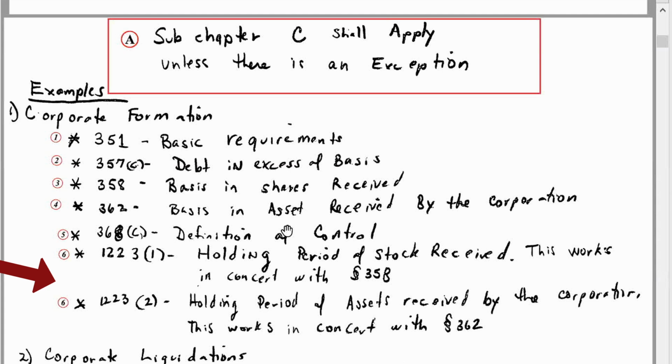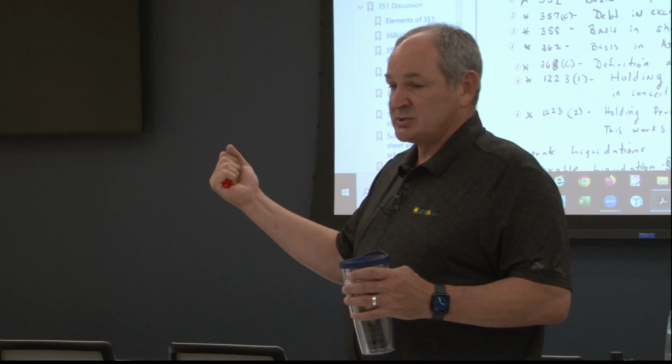1 is the stock in the shareholder's hands. 2 is the holding period for the basis in the assets of the corporation. And 168I7 is saying what's the depreciation schedule that exists on the corporation's balance sheet. And 368 is control.